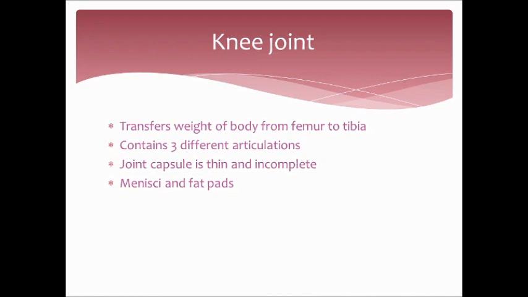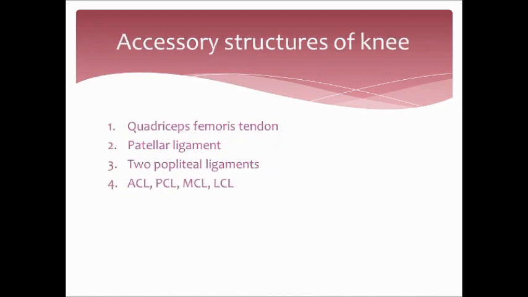It contains 3 different articulations, so 3 different joints making up this one knee. The joint capsule of the knee tends to be thin and incomplete, which is why we need a lot of menisci and fat pads to help pack this joint to stabilize it. Some of the accessory structures of the knee include the quadriceps femoris tendon, which passes through the joint, the patellar ligament, 2 popliteal ligaments, and the anterior collateral ligament, the posterior collateral ligament, the medial collateral ligament, and the lateral collateral ligament.